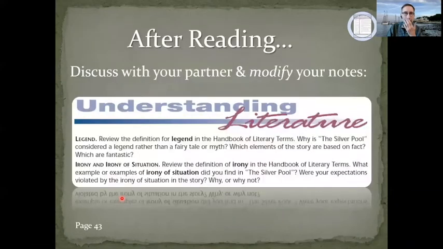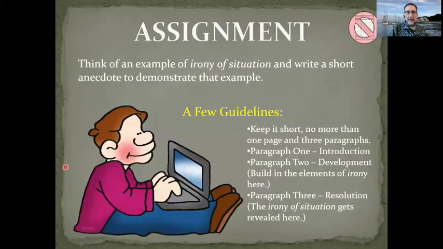Now, I'm going to give you an opportunity, too, for an extra credit assignment here. So if you want to pick up some extra points, I'll show you that. But again, look for legend, look for irony of situation. And if you understand irony of situation and you want to earn 5 extra credit points, there's an assignment in Schoology where all you have to do is, it says 3 paragraphs, but as long as you have a beginning, middle, and an end, I don't care how many paragraphs you have. I want you to create a little story where irony of situation occurs.